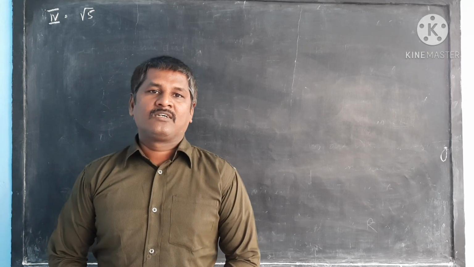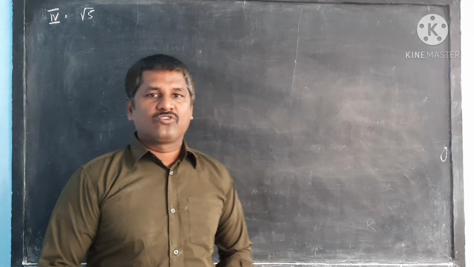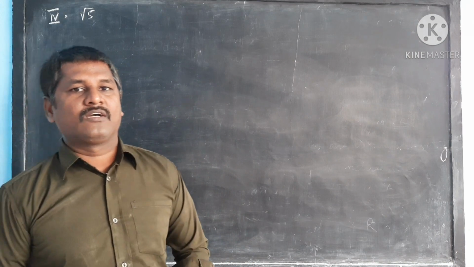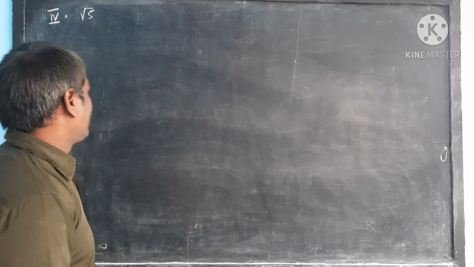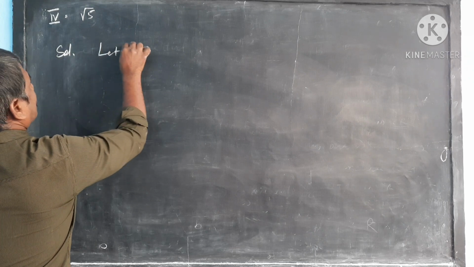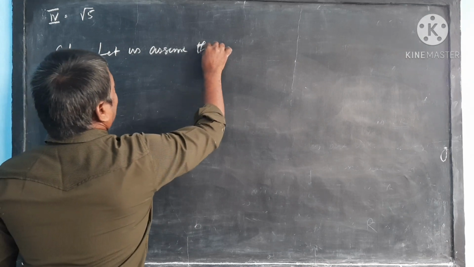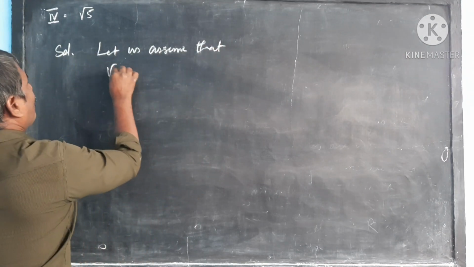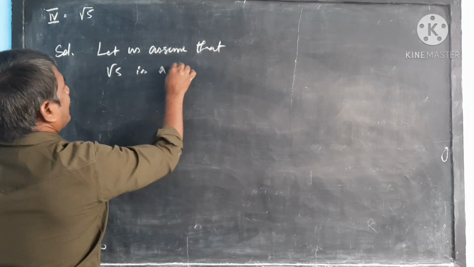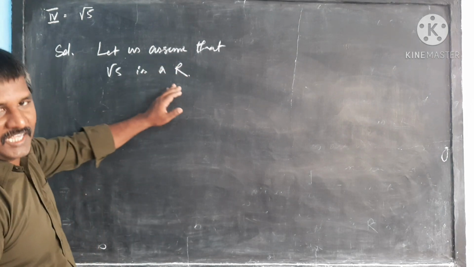Now let's start the solution of the fourth part. It is given that root 5, and you have to prove that root 5 is also an irrational number. Let us start the solution. Let us assume that root 5 is rational. So what did you assume? Root 5 is rational.